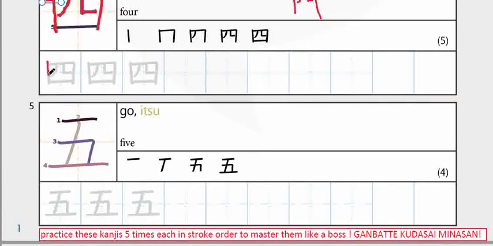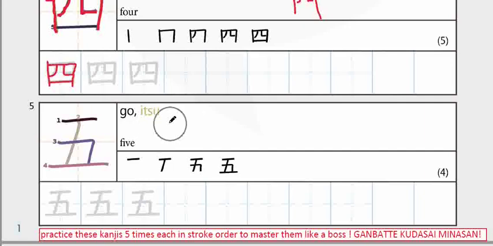Number 1, stop. Number 2, stop. Number 3, stop. Number 4, stop. Number 5, and stop. Great, minasan, you just did it.